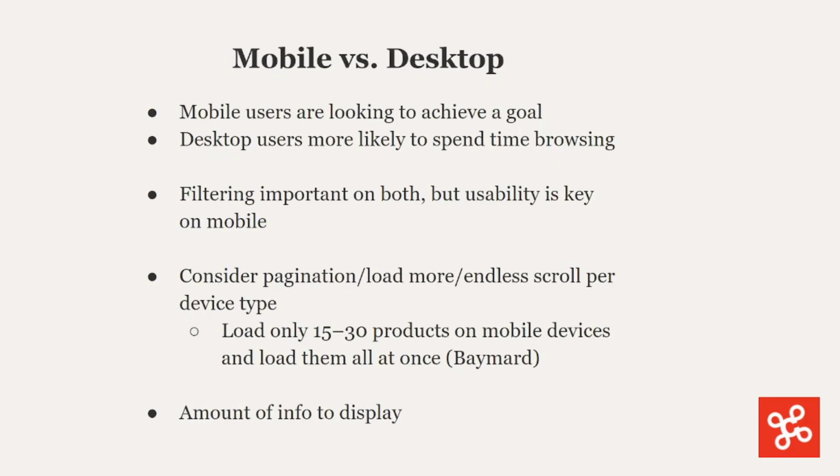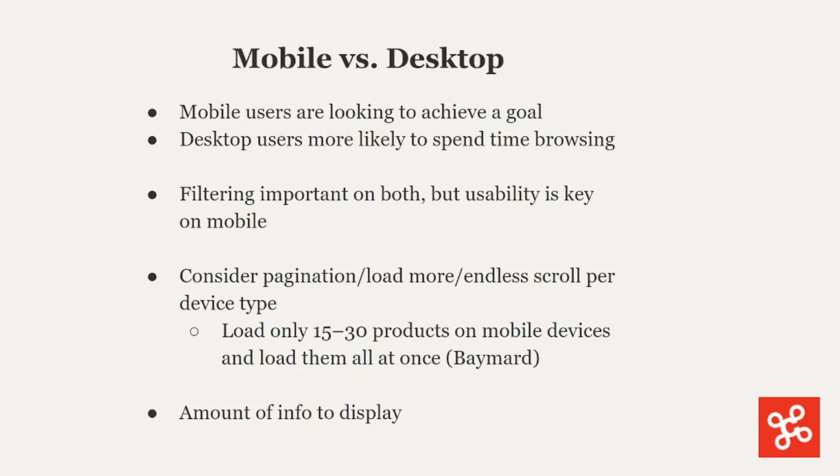When it comes to mobile and desktop, you often see different ways visitors are interacting with the site. On mobile, it's more common that visitors are looking to achieve a goal when they're shopping. On desktop, people often feel more open to spending time browsing. This often has to do with the different screen sizes. This isn't always the case, but this is something to consider. Filtering is really important for both devices, but usability is going to be key on mobile, and we'll show some examples in just a minute.